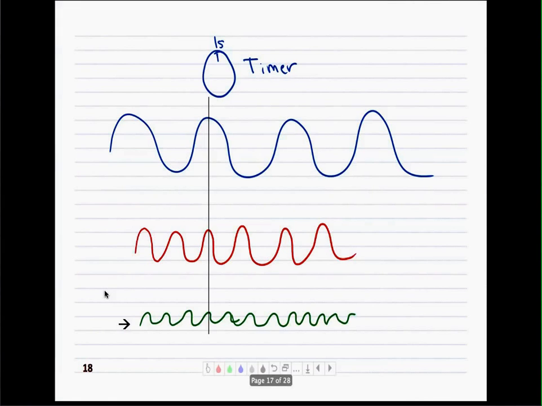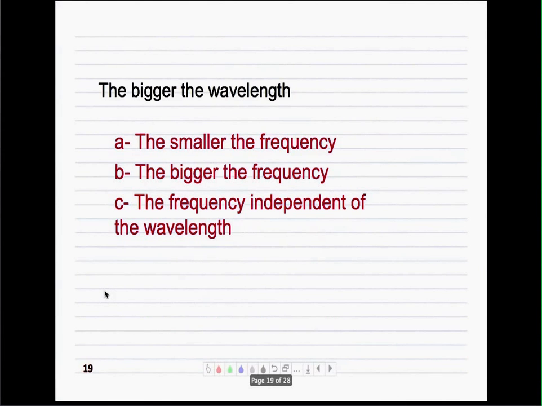Okay, let's see. C is the right answer. So the most crests pass in this one. What about the wavelengths? You agreed that C will have the highest frequency. What about its wavelength? The smallest.